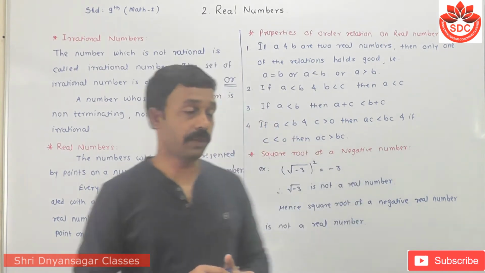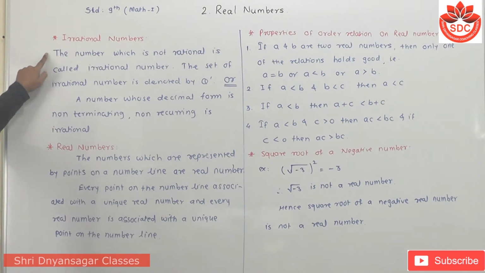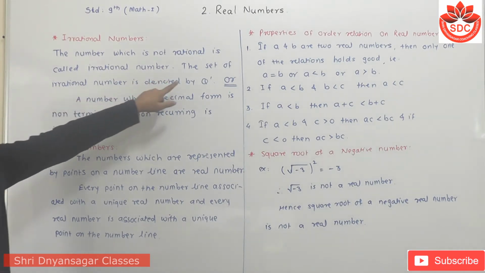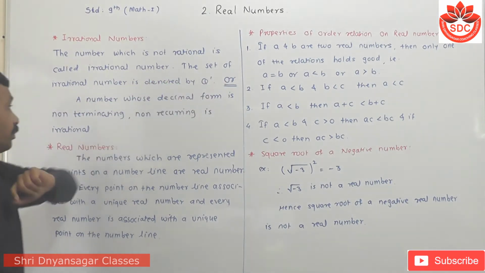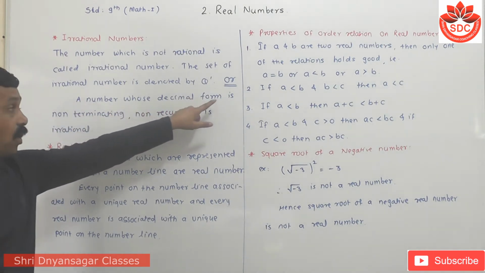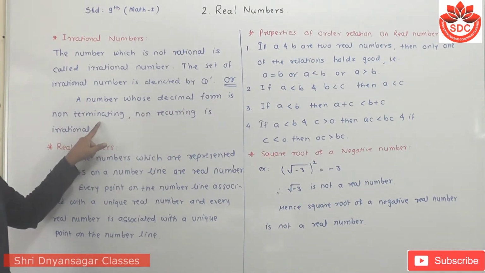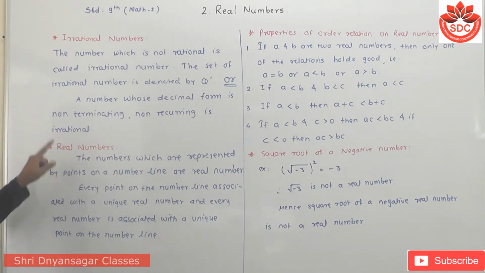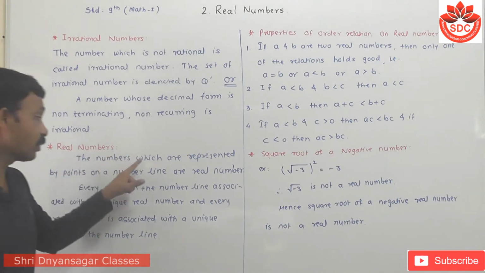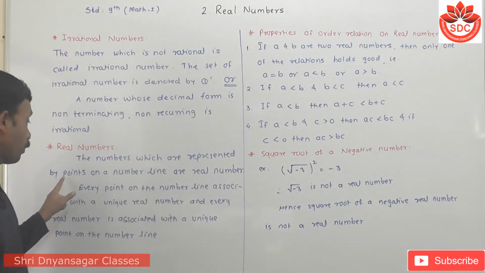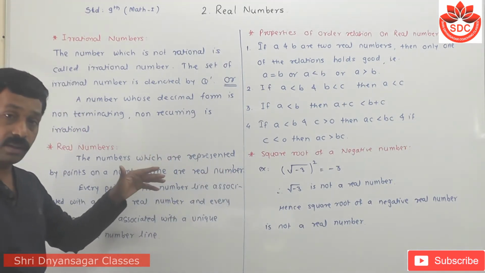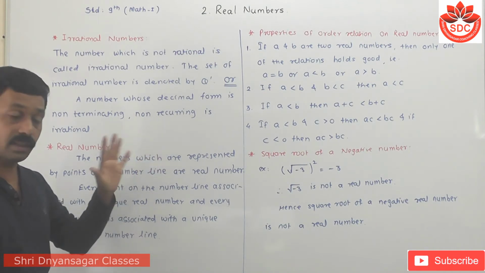Now again I have to repeat it. Irrational number means the numbers which are not rational. The set of irrational numbers is denoted by Q dash, or also a number whose decimal form is non-terminating, non-recurring is an irrational number. Then real numbers: the numbers which are represented by points on a number line are real numbers, or rational and irrational numbers are called the real numbers.